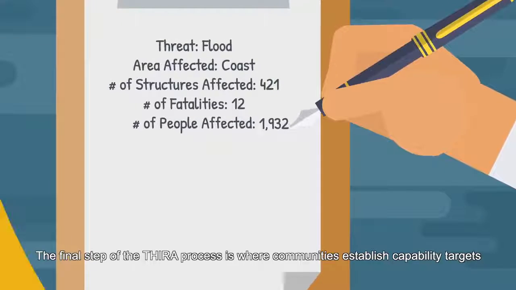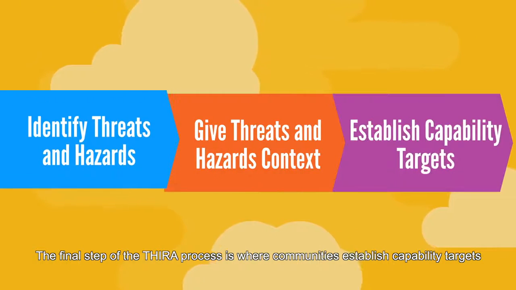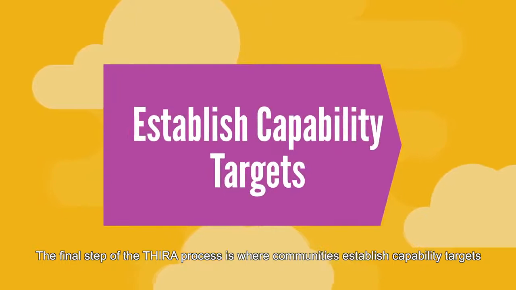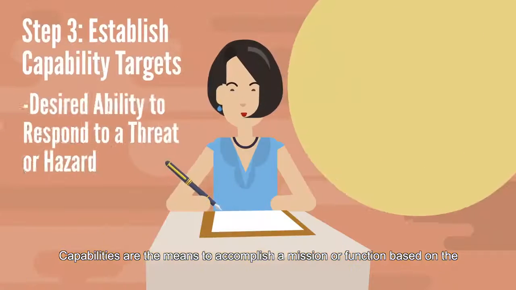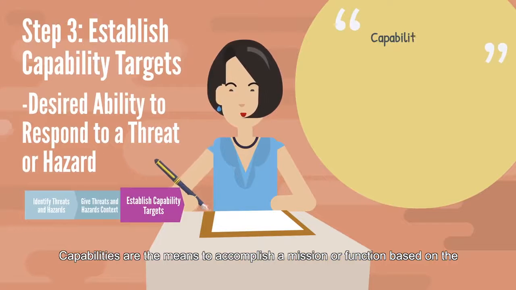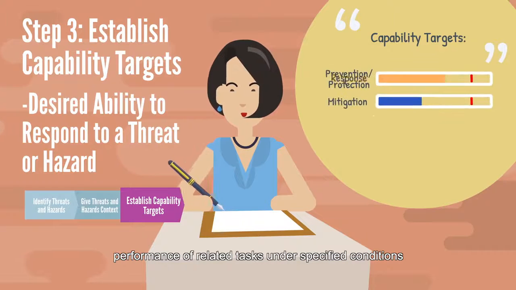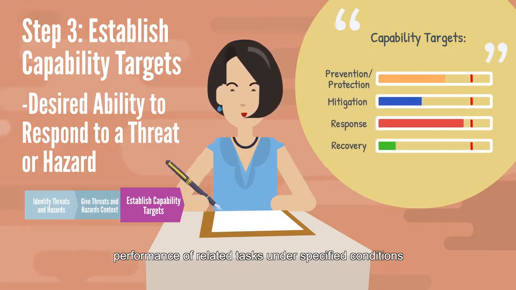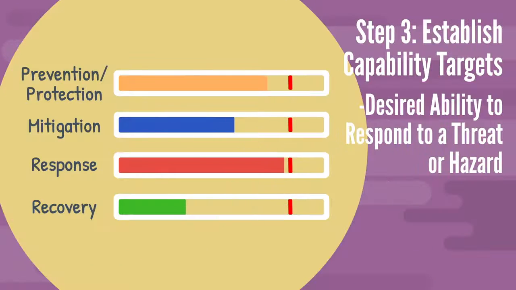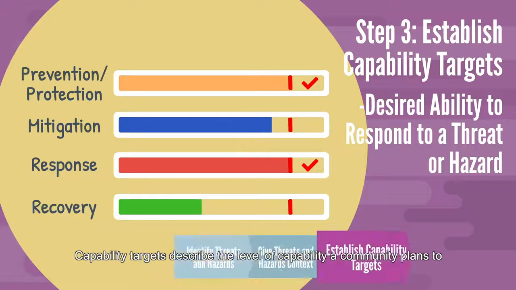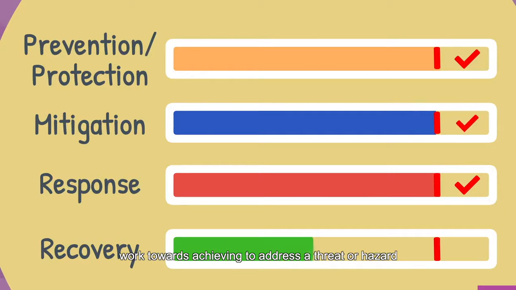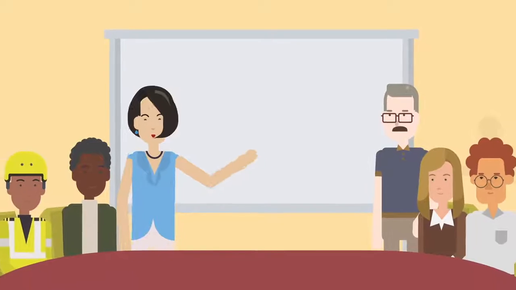The final step of the THIRA process is where communities establish capability targets. Capabilities are the means to accomplish a mission or function based on the performance of related tasks under specified conditions. Capability targets describe the level of capability a community plans to work towards achieving to address a threat or hazard.